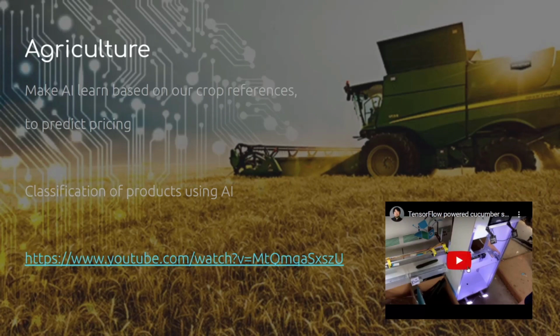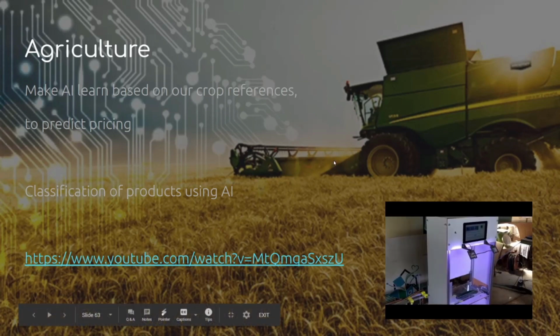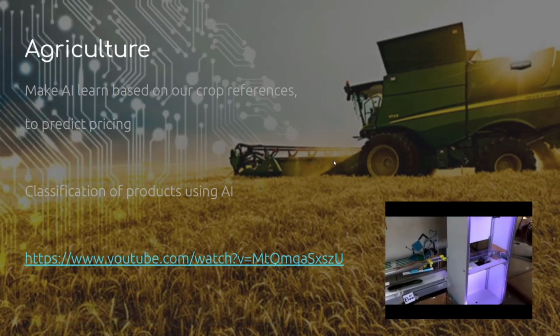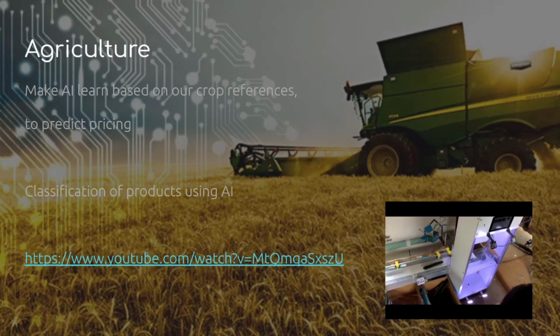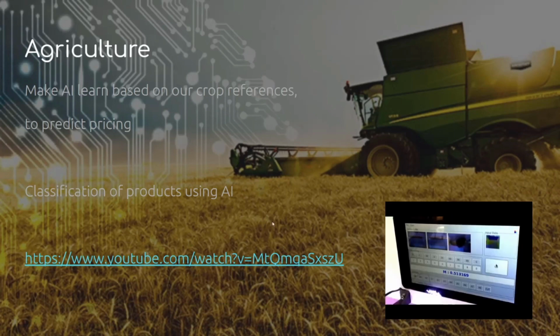This is a small model which will identify length, size and so on. Based on the machine learning model which has been trained, it will push each item into the particular basket where it belongs. So the classification of products using artificial intelligence can be done. This is an example of smart AI devices.